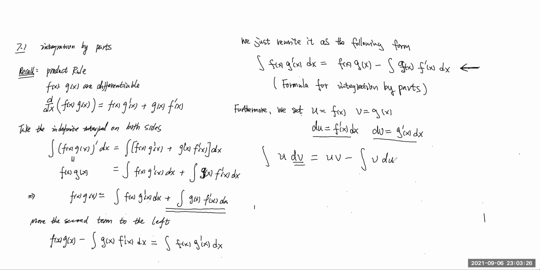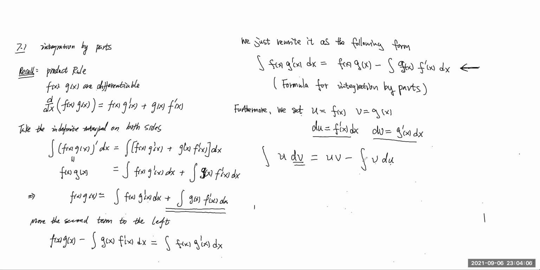If you look at this formula, it has more structure. It's easier to recognize the structure. Integration by parts states that the integral of u dv equals u times v minus the integral of v du. You change the order of u and v and put a minus, right?